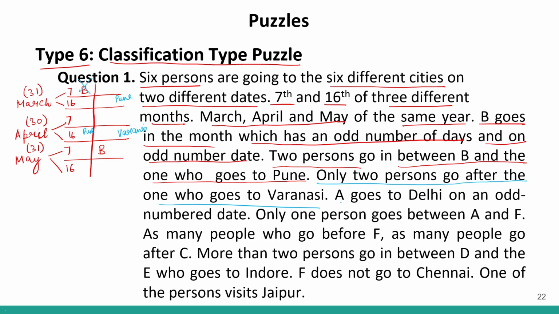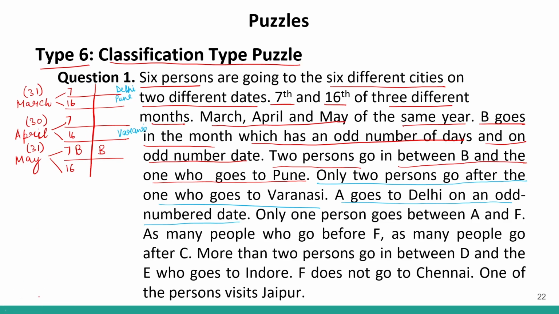Now, A goes to Delhi on an odd number date. How many odd number dates do we have? We have 7 April remaining and we have 7 March remaining. So, we can go to Delhi at this date also. Now, this one was not correct. So, let us make one more possibility.